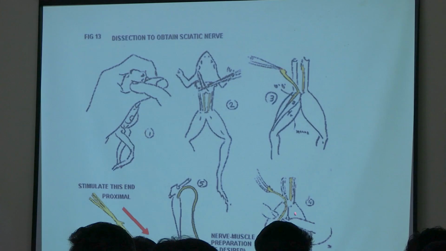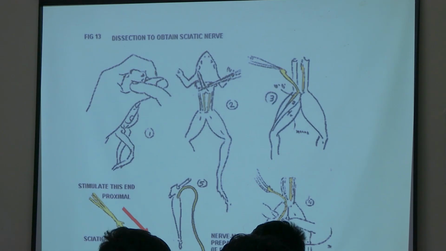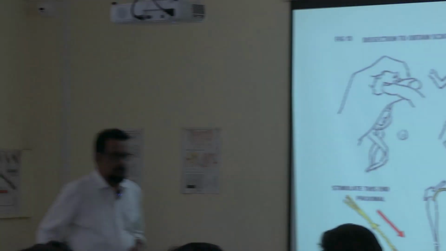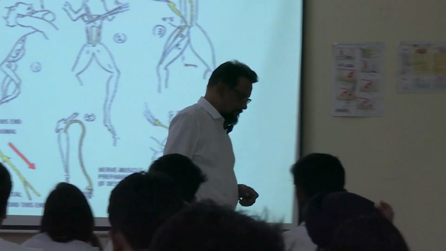So now this part is removed. After that, what will we get? We will get this. This is the tendon, this is the muscle, this is the sciatic nerve, and this is the vertebral column. From here the sciatic nerve originates. So now we have got the sciatic nerve, gastrocnemius muscle preparation.